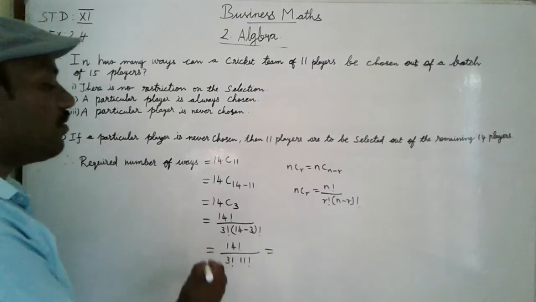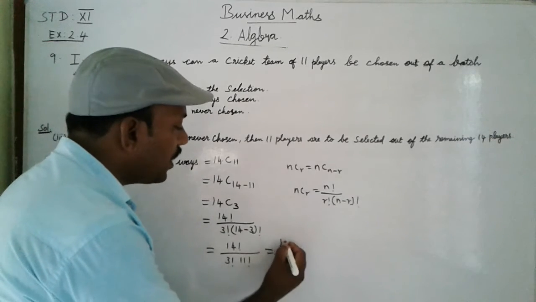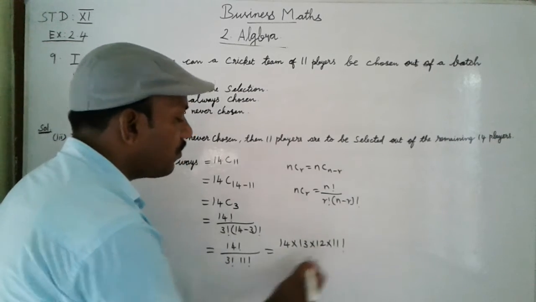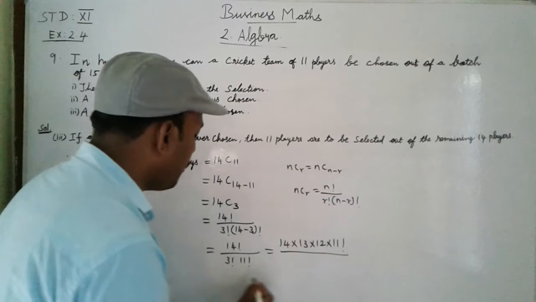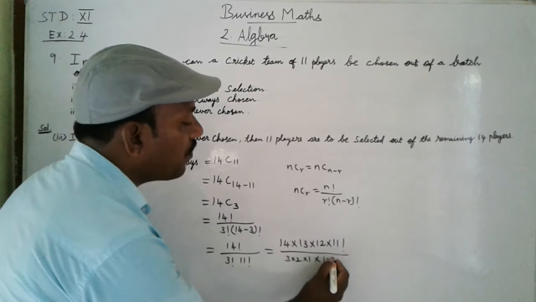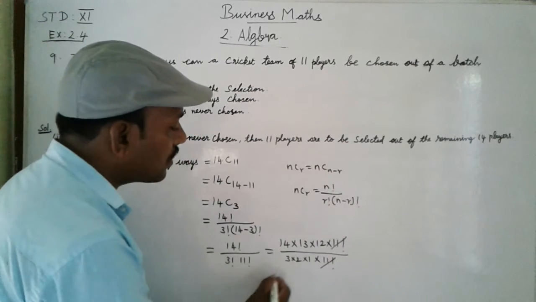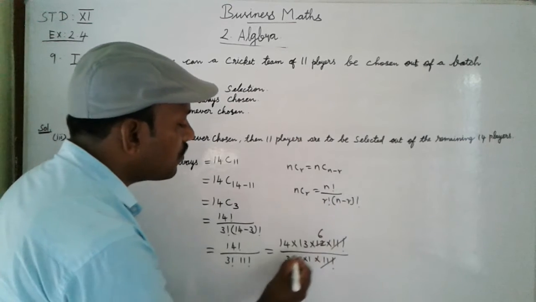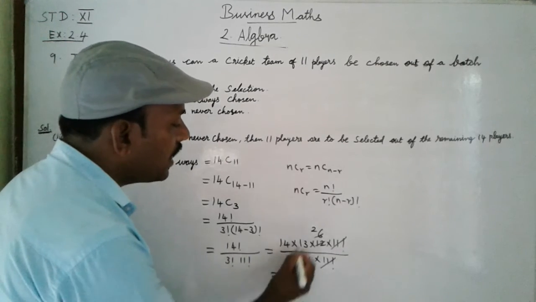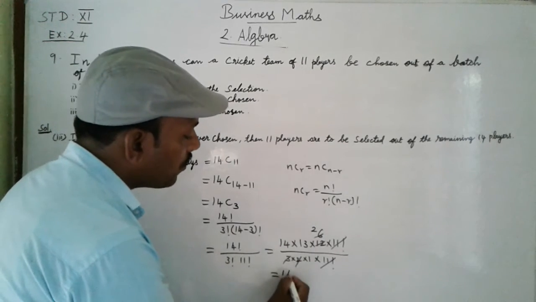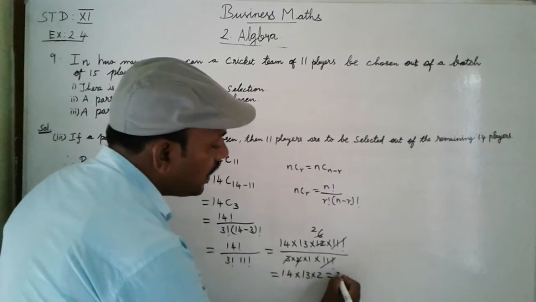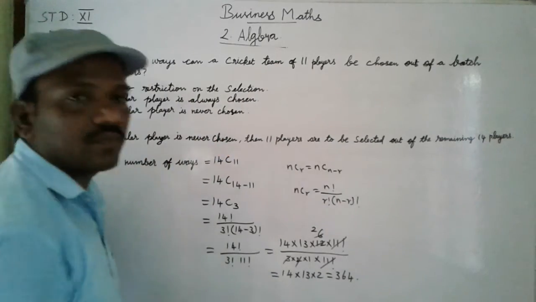We should expand 14 factorial as 14 into 13 into 12 into 11 factorial, to eliminate 11 factorial. Divided by 3 factorial, which is 3 into 2 into 1 into 11 factorial. So 11 factorial cancels. 2 and 12 cancel, 6 times. 3 and 6 cancel, 2 times. So multiplying, we get 14 into 13 into 2, equal to 364. That's all.